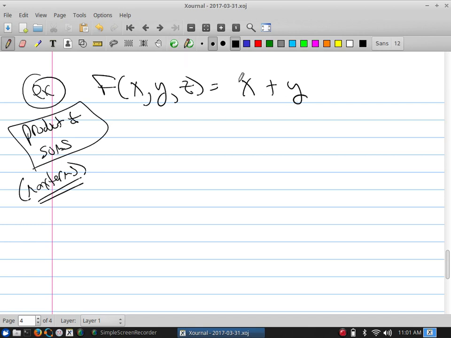So what is this guy missing? It's missing a z, right? And so what can I do to it? I can add zero. But what is adding zero? What's a zero that we can use? z times z bar. Or a variable times its complement.